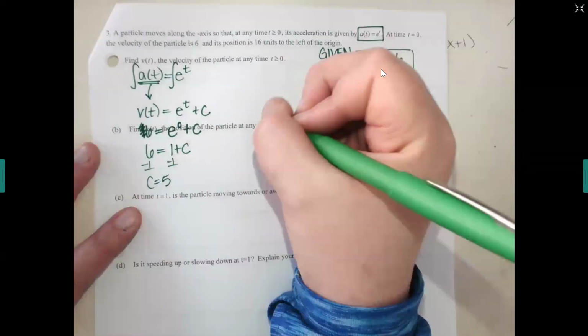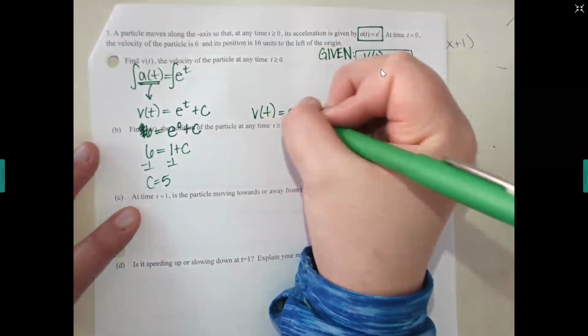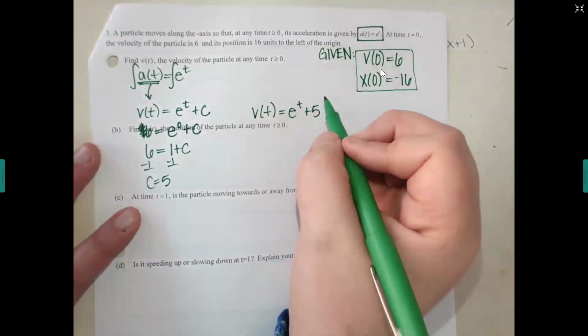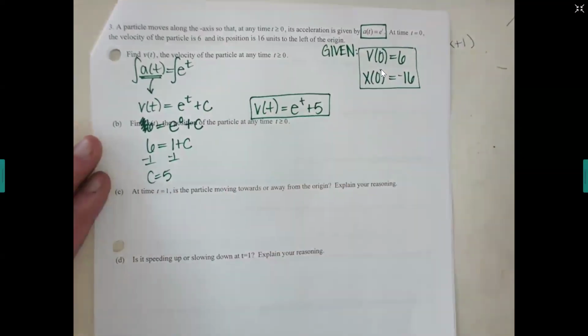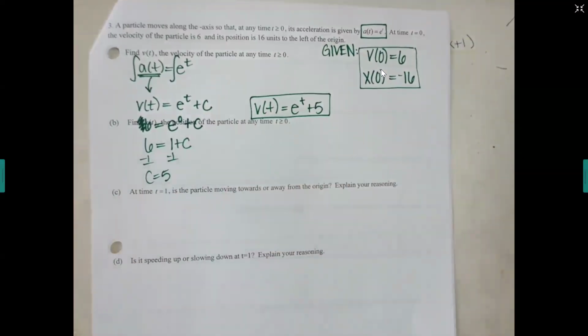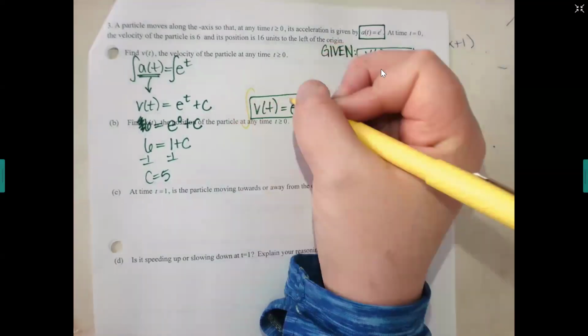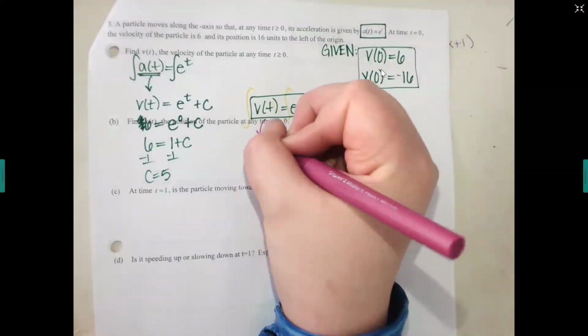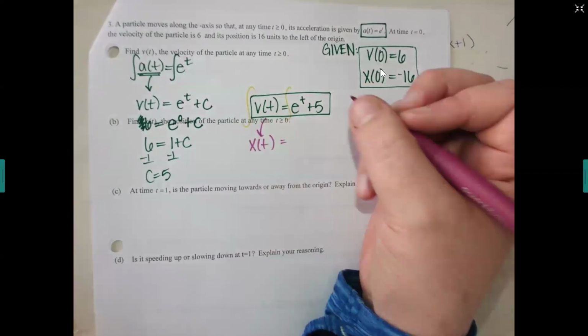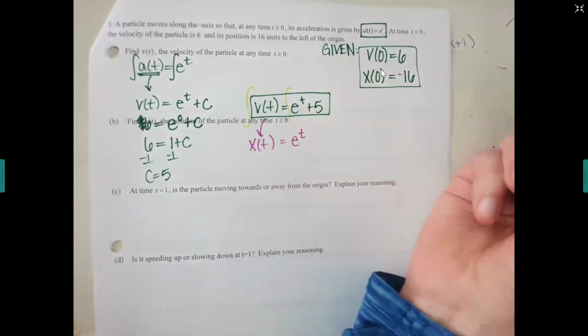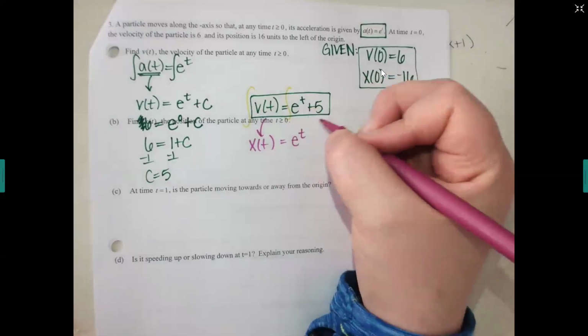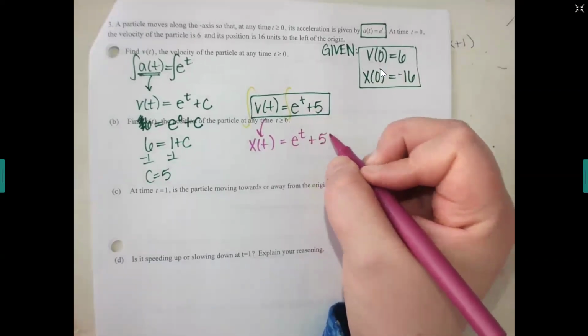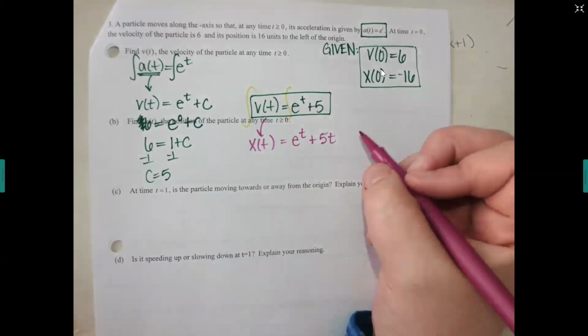So let's rewrite our velocity here. V of t equals e to the t plus 5. Okay, part B asks you to find the position. That means we're going to have to undo one more antiderivative. So integral. What does velocity go back to? Position, x of t. And then e to the t goes back to e to the t again. My 5 goes back to what? 5t, or 5x is the same, and then plus c.